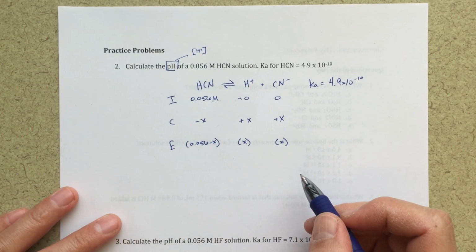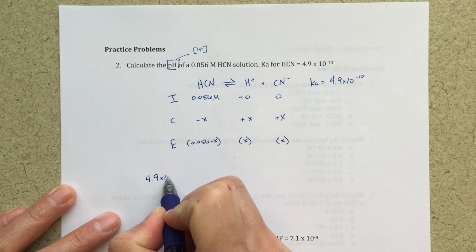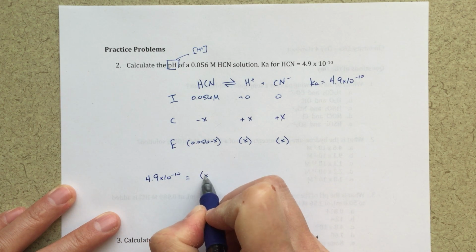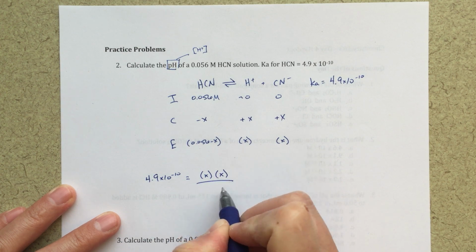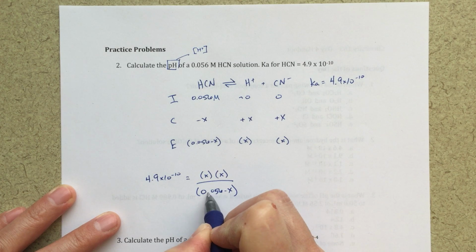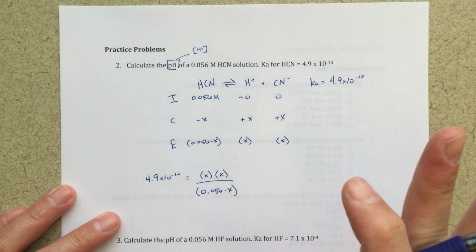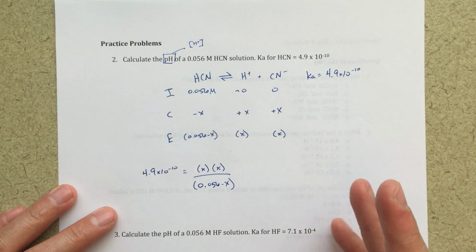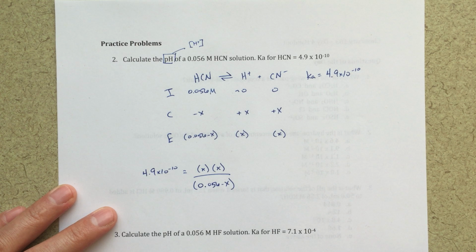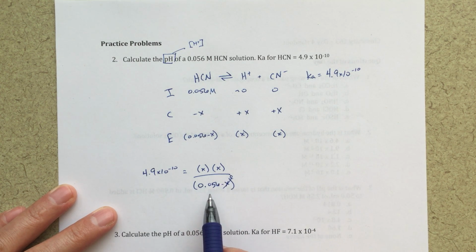The next thing I need to do is figure out, well, if this is my Ka, 4.9 times 10 to the minus 10th, then that should equal x times x, or x squared, over 0.056 minus x. At this stage, you can use the quadratic formula to solve for x. That is totally valid. But there's a shortcut we can use, with the assumption that this bottom part will essentially be equal to 0.056.